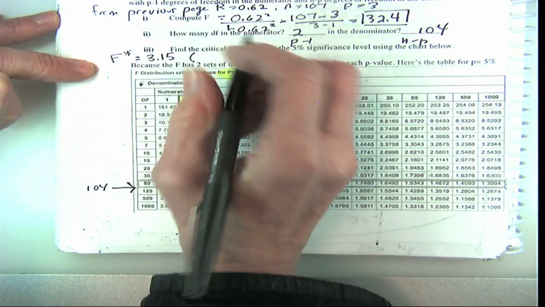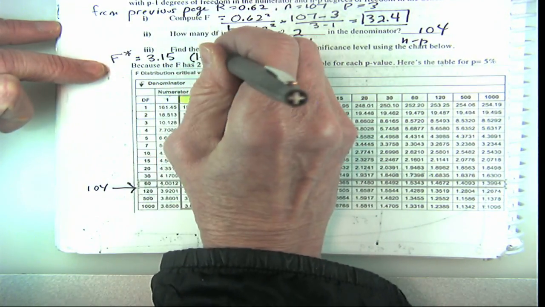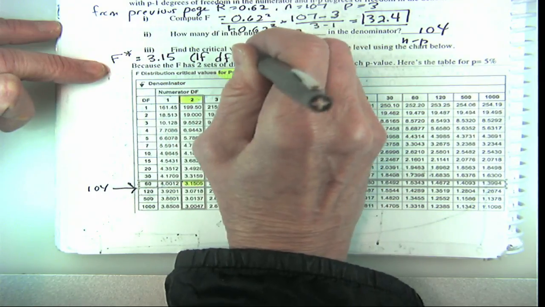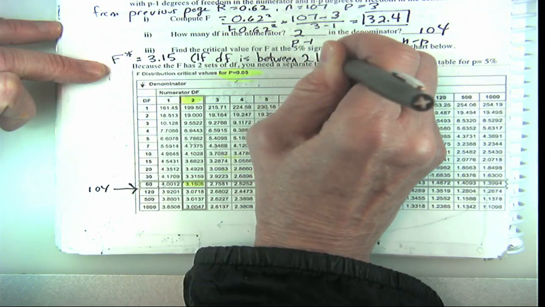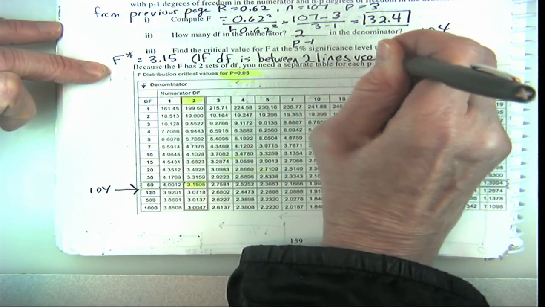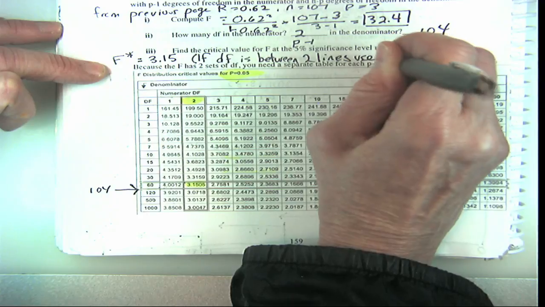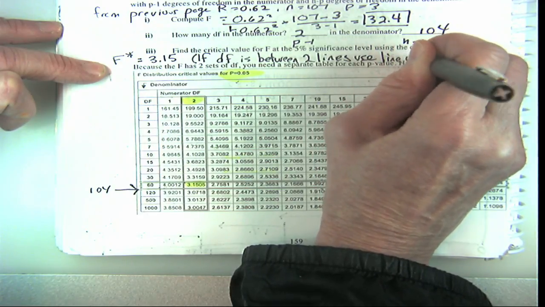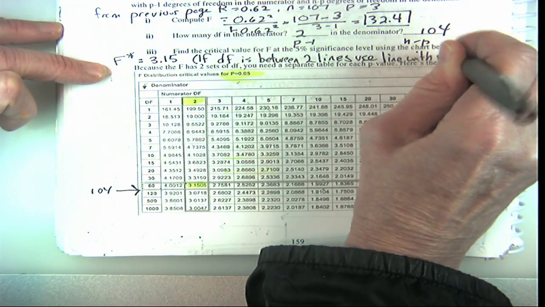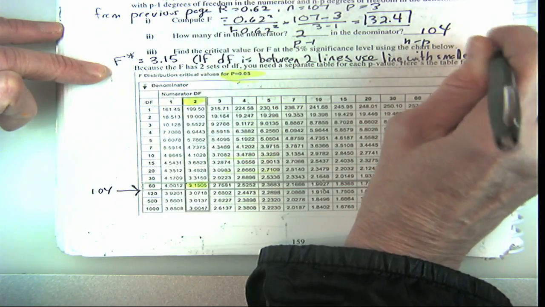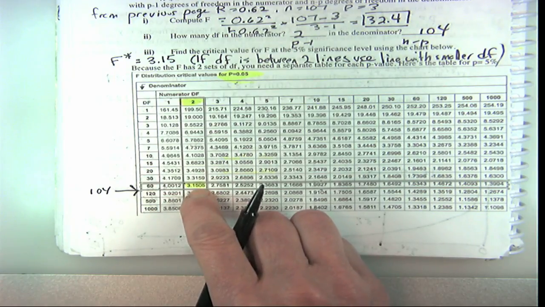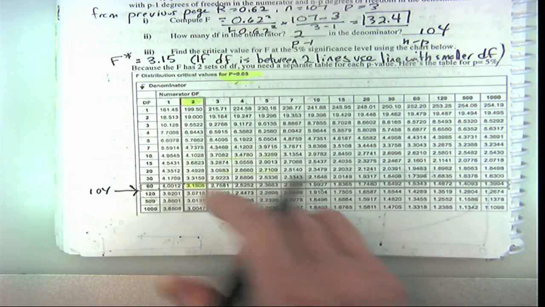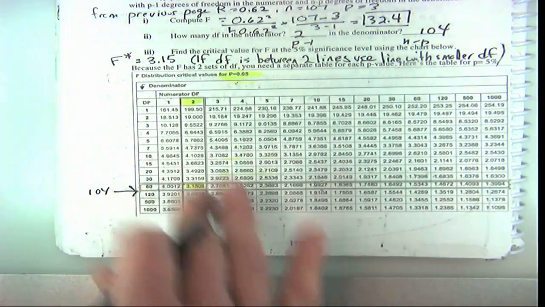3.15. And I'll just say if degrees of freedom is between two lines in the table, use the line with smaller degrees of freedom to be conservative. Okay? Because if our F-stat is bigger than this, then it's definitely going to be bigger than this one. That's what I mean by conservative. Okay, so we've got that.